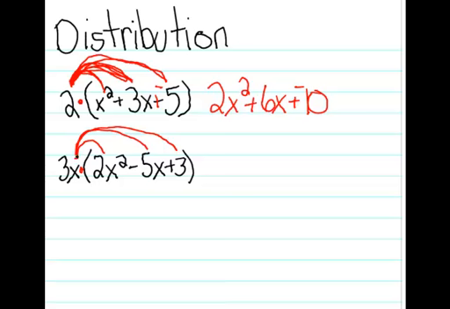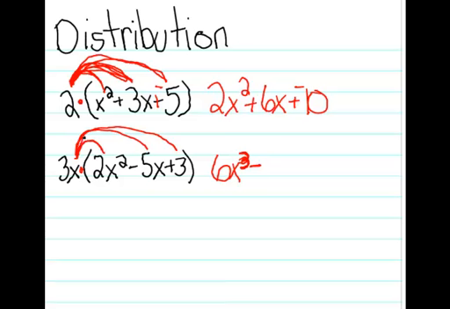Down below, we have 3x times 2x squared. 3 times 2 is 6. Multiply the numbers together, and then x times x squared is x to the third. Think of it as x times x times x. That is x to the third. Now I'm going to leave this with a subtraction sign, and I'm going to bring that subtraction sign along.